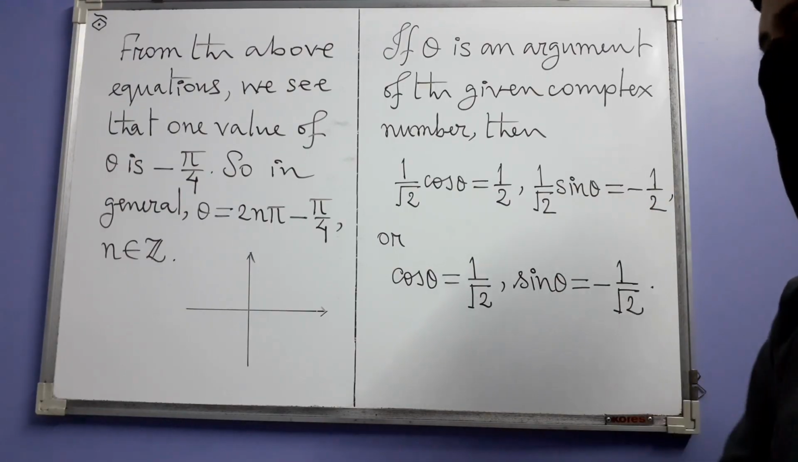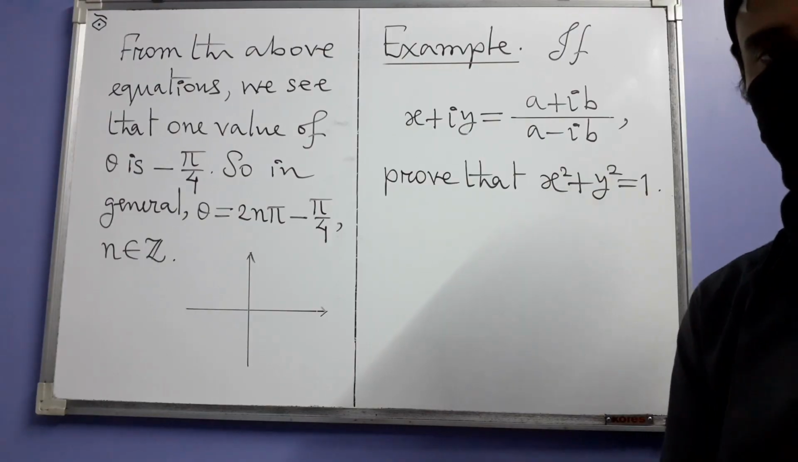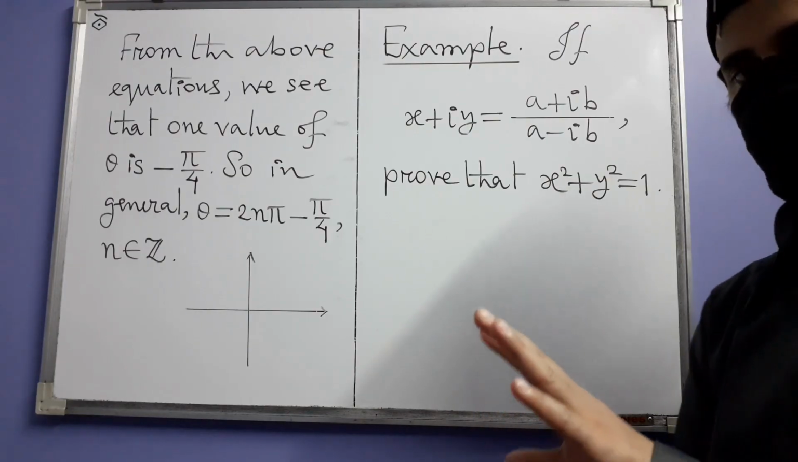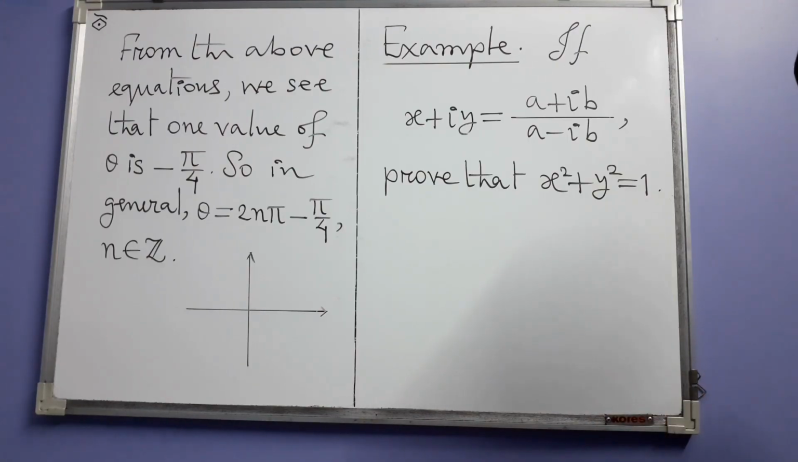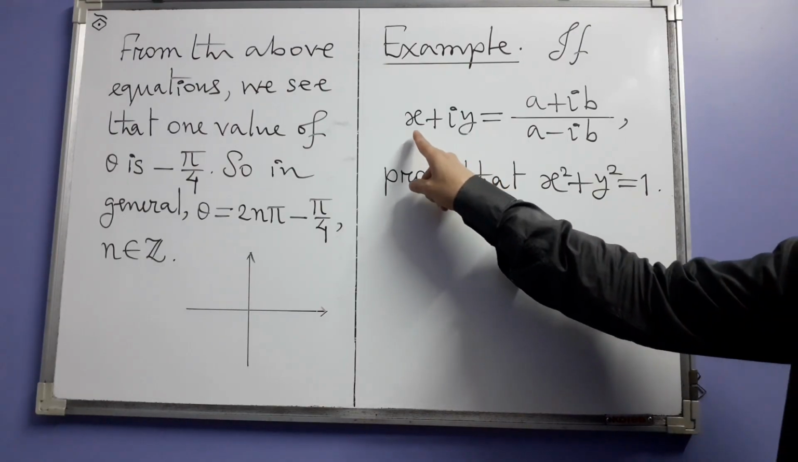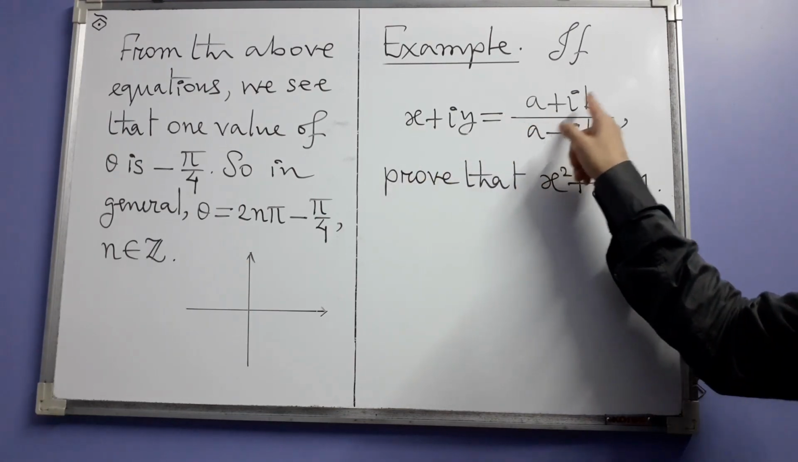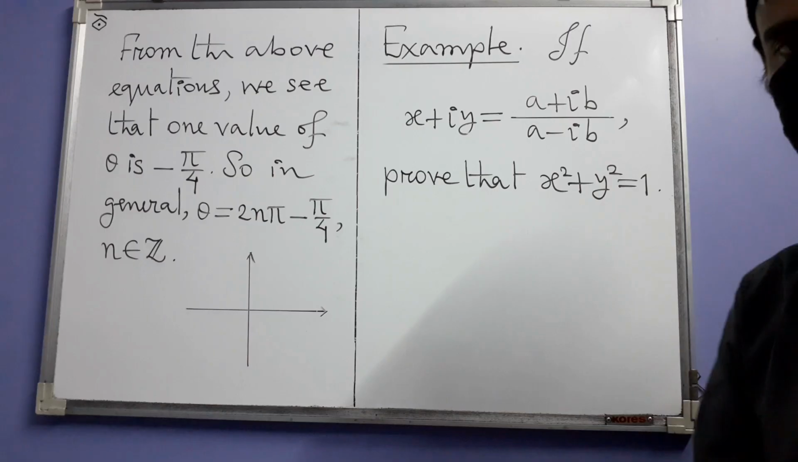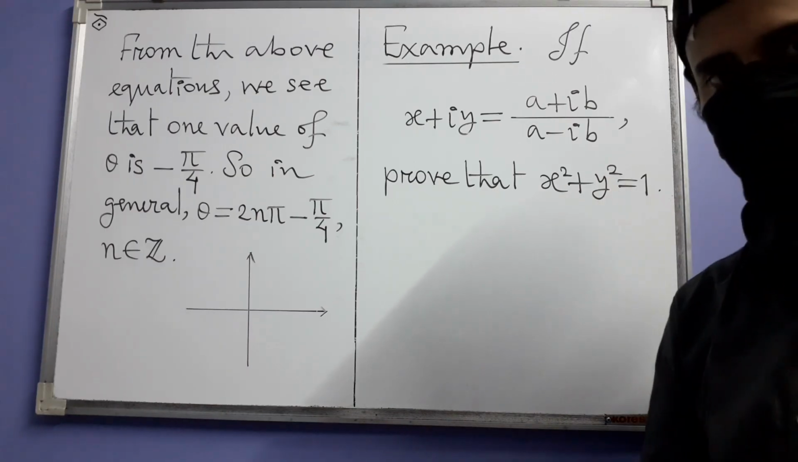Let us see another one. This example is a little theoretical. Here we don't have to consider any concrete complex number, but rather we have to prove something. It is given that the complex number x plus iy is of this form, a plus ib divided by a minus ib. Then we have to prove that x square plus y square is equal to 1.